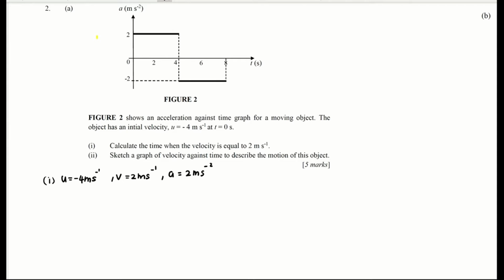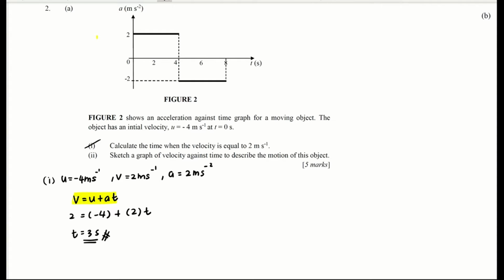At t is equal to 0 second, acceleration is equal to 2 meter per second squared. Alright, so in order to calculate the time when the velocity is equal to 2 meter per second, we can straightly use equation v is equal to u plus at. So this is very simple. Since we have value of v here is 2 and then u is -4 plus the acceleration is 2, finally we can find t, where t is equal to 3 seconds. Okay, so this is the answer.